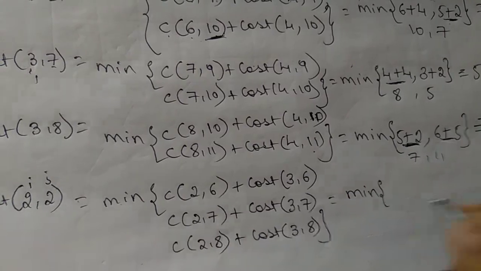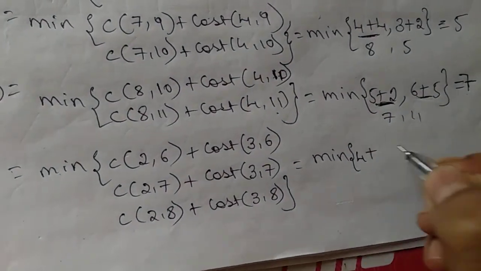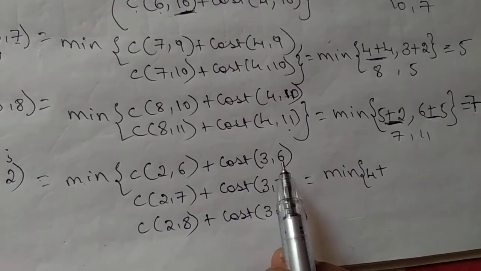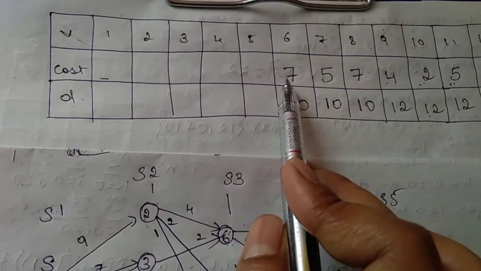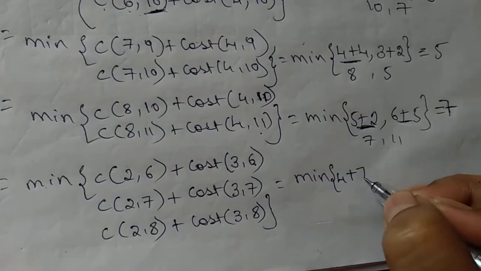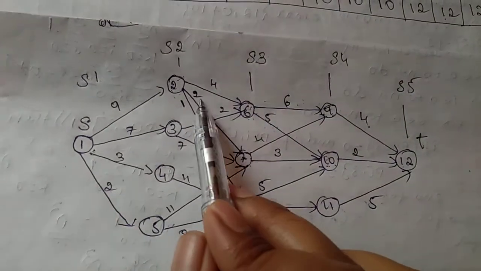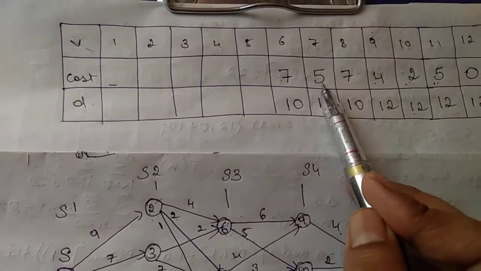Now minimum of 2 to 6. What is 2 to 6? It is 4. Plus, what is cost of 6 in stage 3? Cost of 6 we have found out here. Cost of 6 is 7. You have to take this. Cost of 6 is already found out, that is 7. 4 plus 7. Next, from 2 to 7, it is 2. 2 plus, what is cost of 7 in stage 3? Cost of 7 is 5.